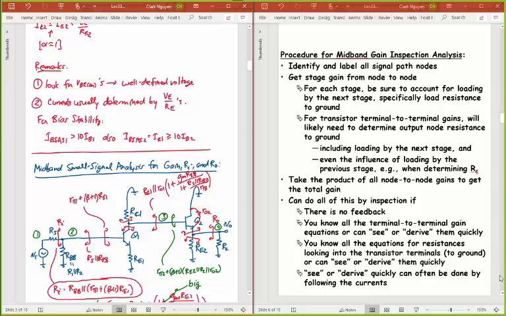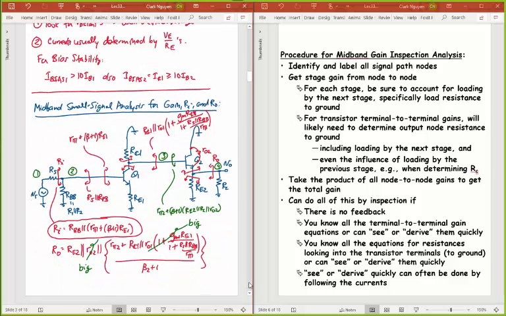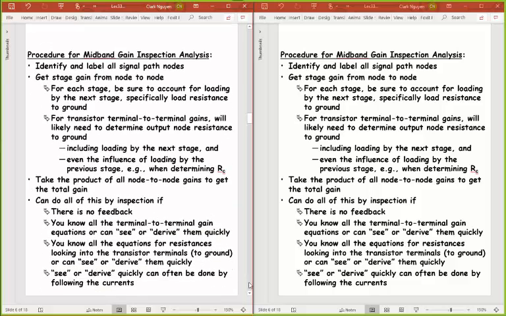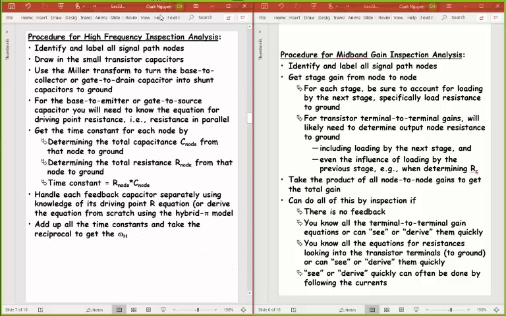We just finished that. And so what I want to do next, and I guess we'll do this in the next lecture, is the high-frequency inspection analysis for that exact same circuit. Let me just talk about what that entails.